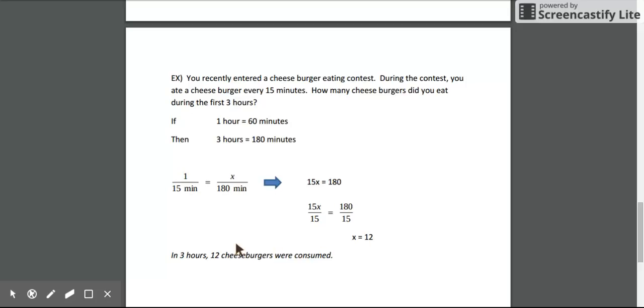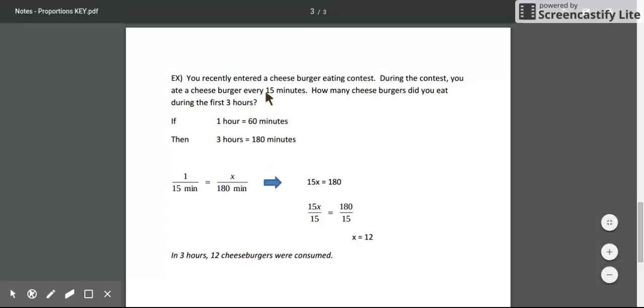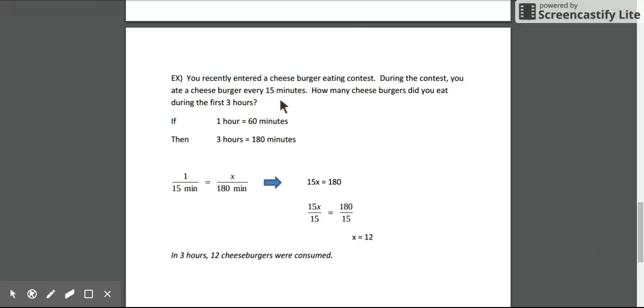And that makes sense. If we're eating a cheeseburger every 15 minutes, that means we're eating 2 every 30 minutes, or 4 every 60 minutes. So 4 in 1 hour, we must have 12 in 3 hours.